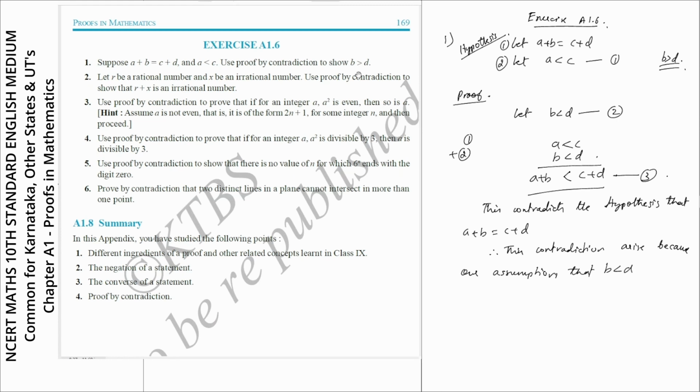So in equation 2 we assumed that B is less than D. So that assumption itself is wrong, because our assumption that B is less than D is not correct. Therefore B must be greater than D, and that completes the proof.